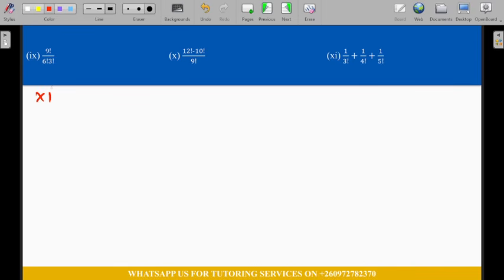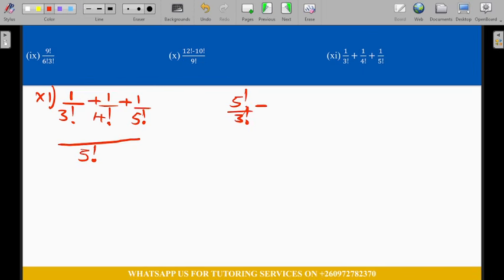Now moving to 11, we have 1 over 3 factorial, plus 1 over 4 factorial, plus 1 over 5 factorial. So here we get the common denominator first, and whenever you're getting the common denominator for such, the common denominator becomes the bigger number with a factorial, which is 5 factorial. So now we say 5 factorial divided by 3 factorial.